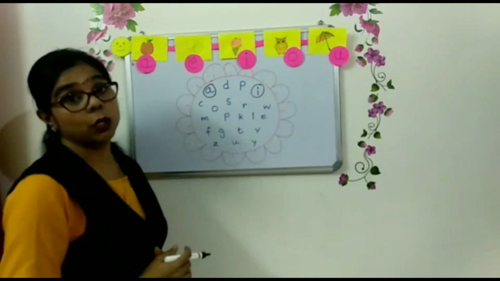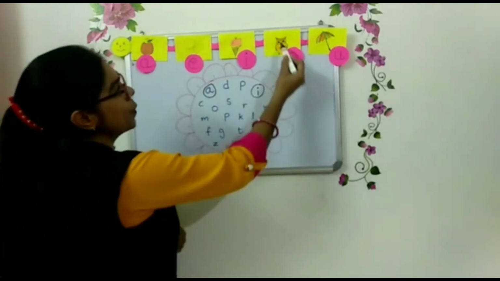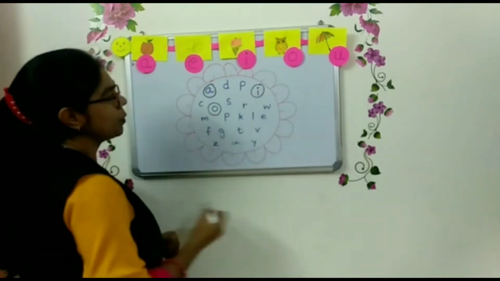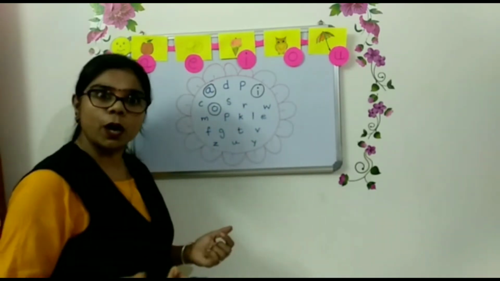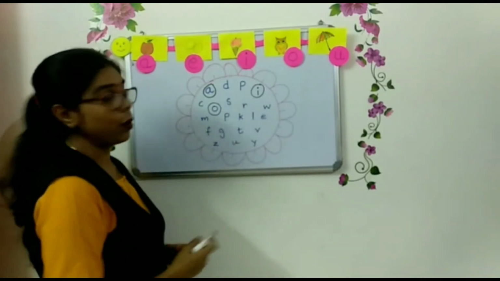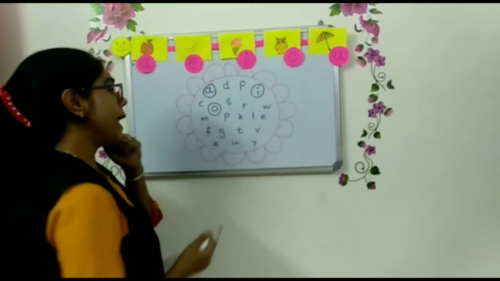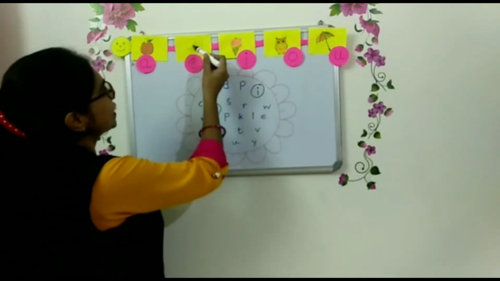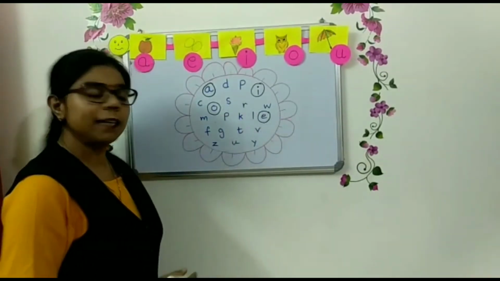Is C a vowel? No. C is a consonant. Is O a vowel? Yes. O for an owl. So we have to make a circle on O. Is S a vowel? No. Is R a vowel? Absolutely not. Is W a vowel? No. Is T a vowel? No. Is M a vowel? No. Is K a vowel? No. Is L a vowel? No. Is E a vowel? Yes. E for an egg. So we have to make a circle on E.